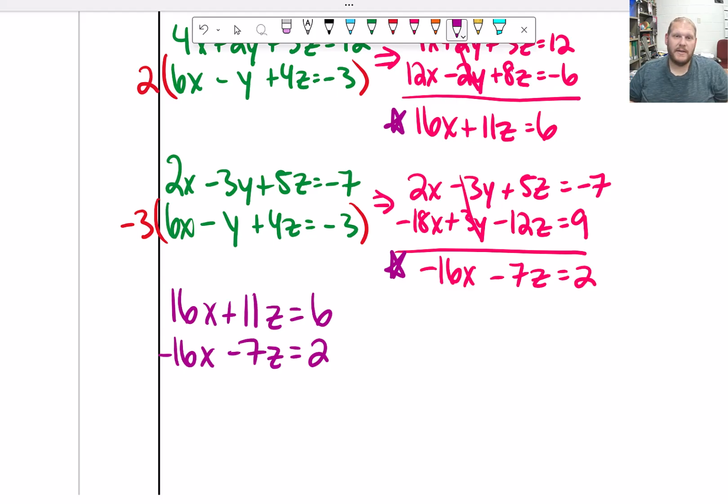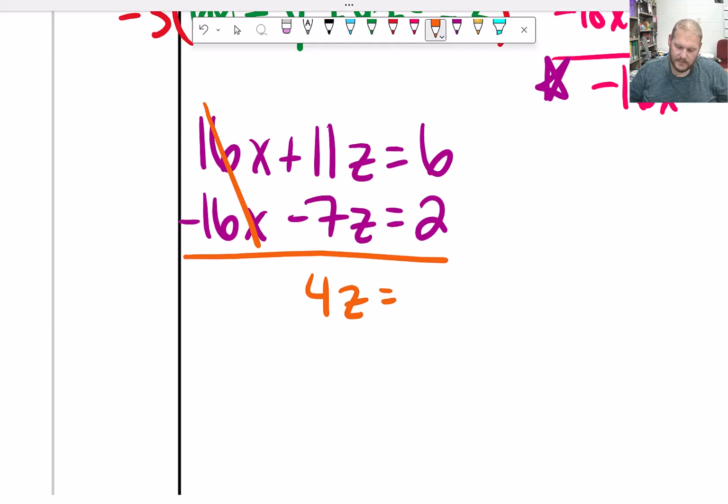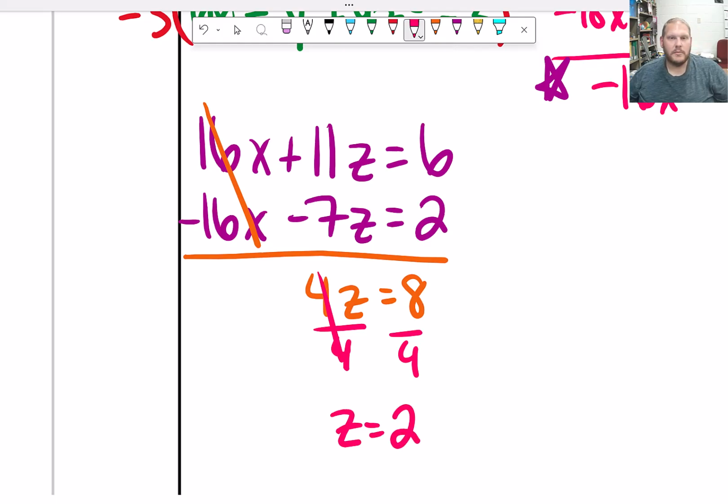So now that I have it down to a 2x2, it's the exact same skills. This one is definitely going to be an elimination problem. Just like that problem in box 2, we already have my coefficients matching, one positive, one negative. So those 16x and negative 16x cancel each other out. 11 minus 7 would be 4z. 6 plus 2 is 8. And so as I finish this problem off by dividing by 4 on both sides, I get my first solution, which is positive 2.